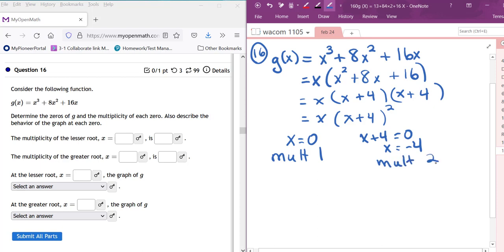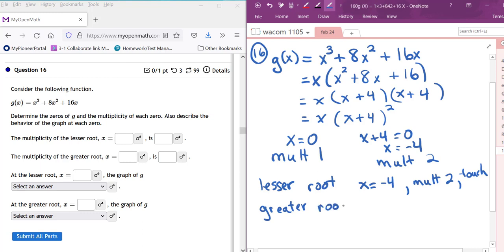So on your questions, your lesser root is x equals -4. Your multiplicity is 2, and it will touch and turn. And that would fill in the rest of the answers. The greater root, which is 0, has multiplicity 1, and it will cross.